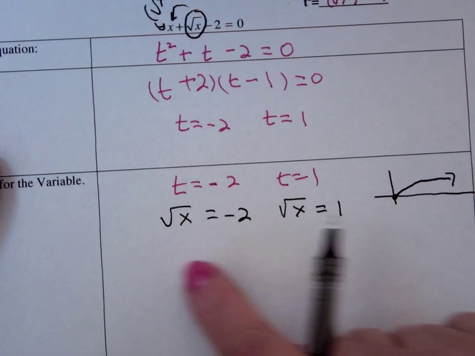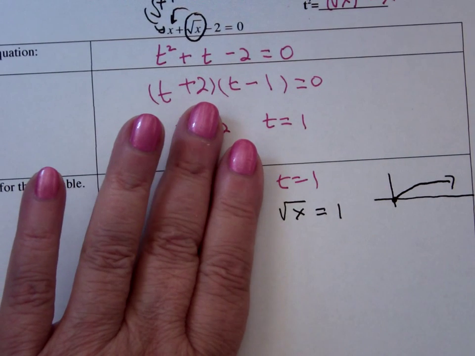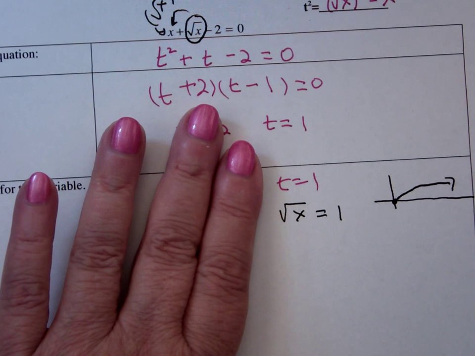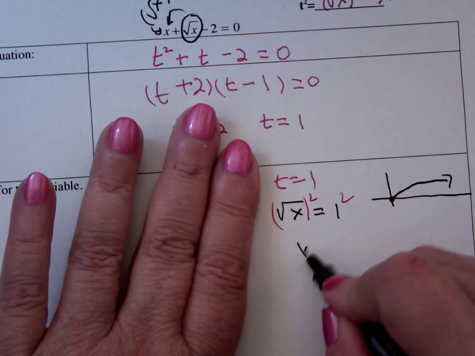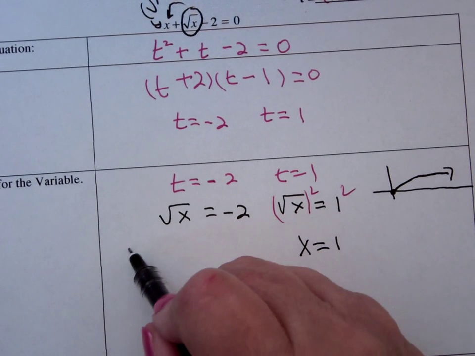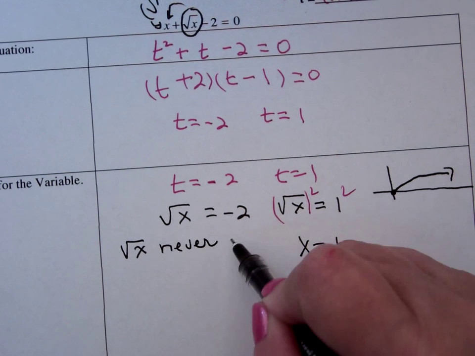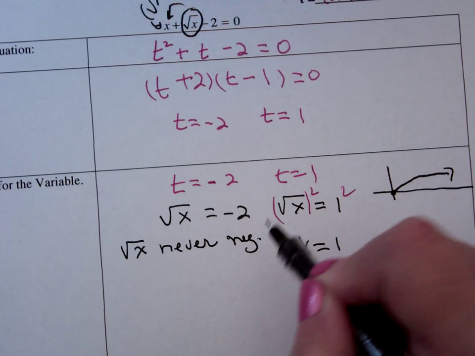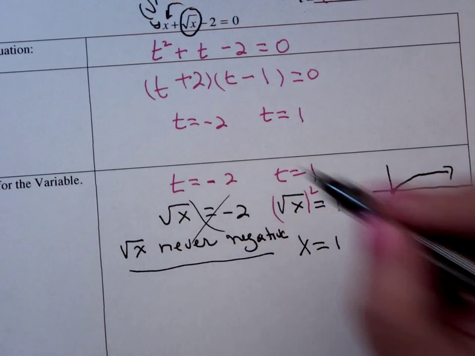Now, I could solve this. The problem is it wouldn't check. Let's get to the easy one then. How do I solve the square root of x is equal to 1? Square both sides, yep. So that x is 1. Now, I know here the square root of x is never negative. So that would eliminate that as a possibility.